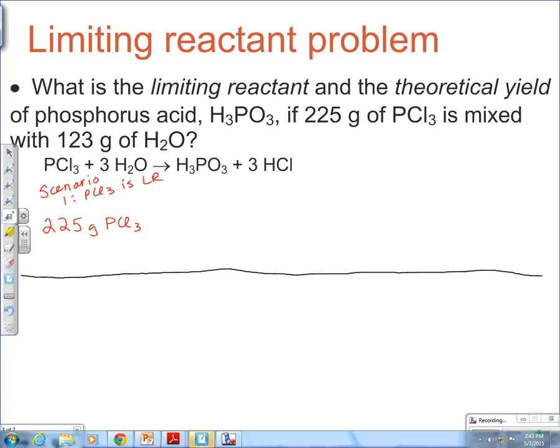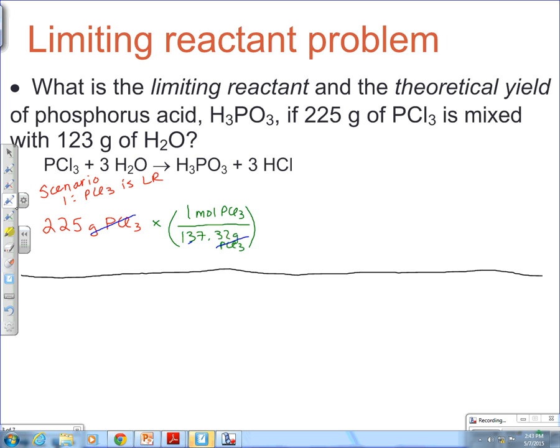First thing we do, convert this into moles. Molar mass of phosphorus trichloride is 137.32 grams. Okay. We make sure that our units cross out, and we are left with moles of PCl3. I'm not going to stop in between each step. You certainly could if you wanted to. Now we have moles of PCl3.